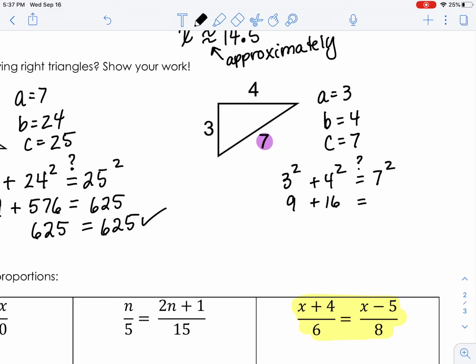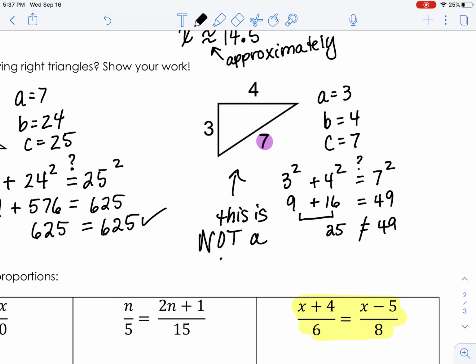So 9 plus 16 equals 49. So that would be 25 equals 49. What? 25 does not equal 49. This is not a right triangle. Okay?